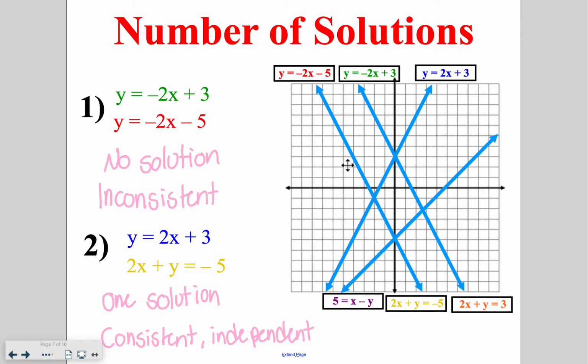Looking at red and green, those two are parallel, so they never touch, which means it is no solution and inconsistent. If we look at the yellow line and the blue line, they intersect right here on the graph, so that is going to be one solution and consistent independent because they only touch once.